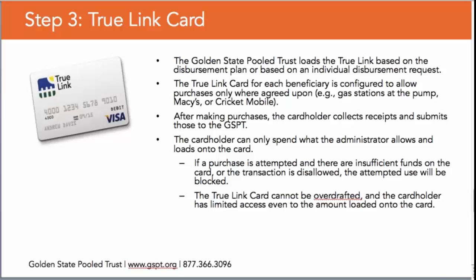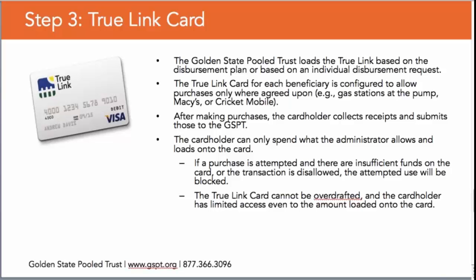So as you all know, it's really important for the beneficiary not to have unfettered access to the funds in their trust account. So this is essentially a tool for fettered access. So if a purchase is attempted and there's not sufficient funds on the card, or if the transaction is not allowed, so if the card is set up only to work at Macy's and they make an attempted purchase at Safeway, that charge will just be blocked. It won't go through. Additionally, the card can't be overdrafted, which is important. So if they only have $50 on the card, they can only spend $50, period.